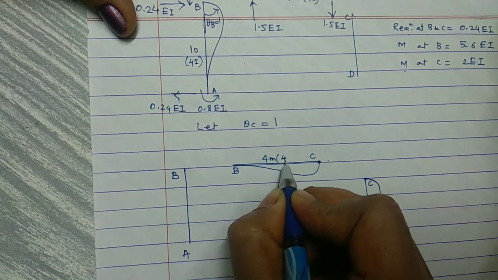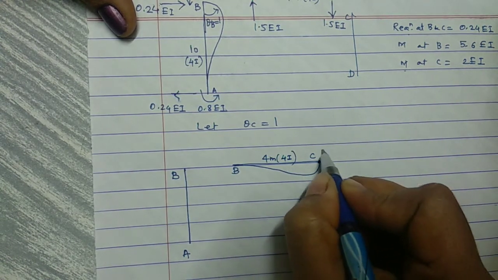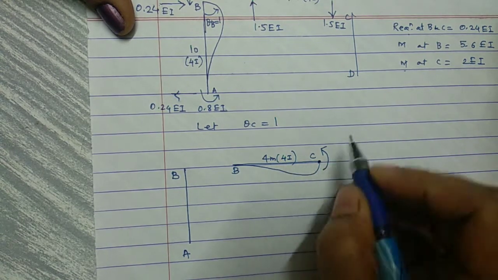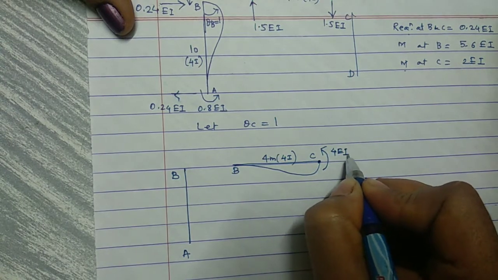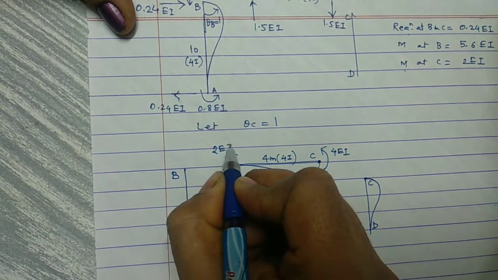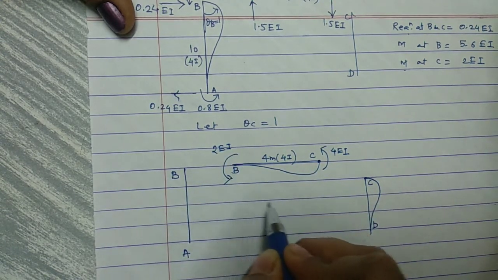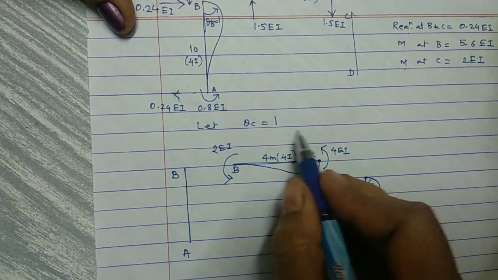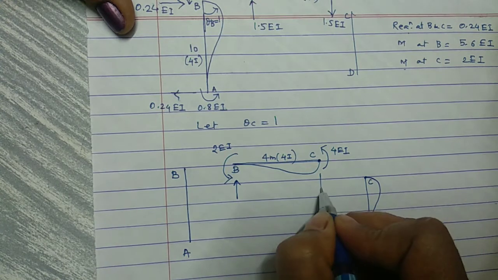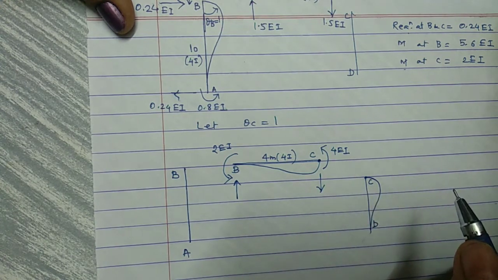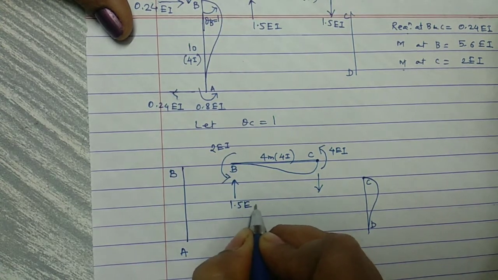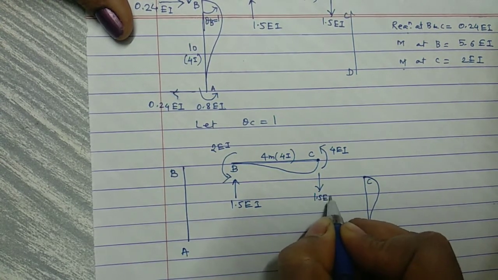Length is 4 meter, inertia is I. So here the value is 4 EI upon length 4. So the stiffness moment is 4 EI. Far end stiffness is 2 EI. These both are in an anti-clockwise direction, so the reaction should be in a clockwise direction this way. That reaction will be 6 EI upon L square, that is 1.5 EI, 1.5 EI.